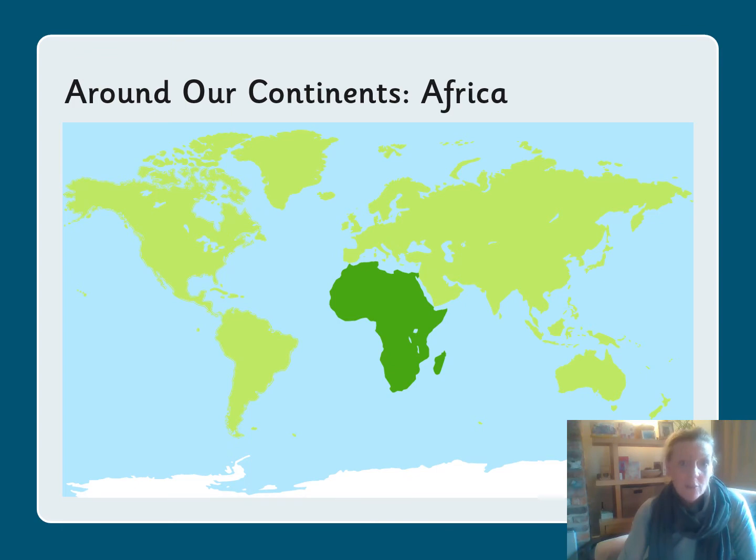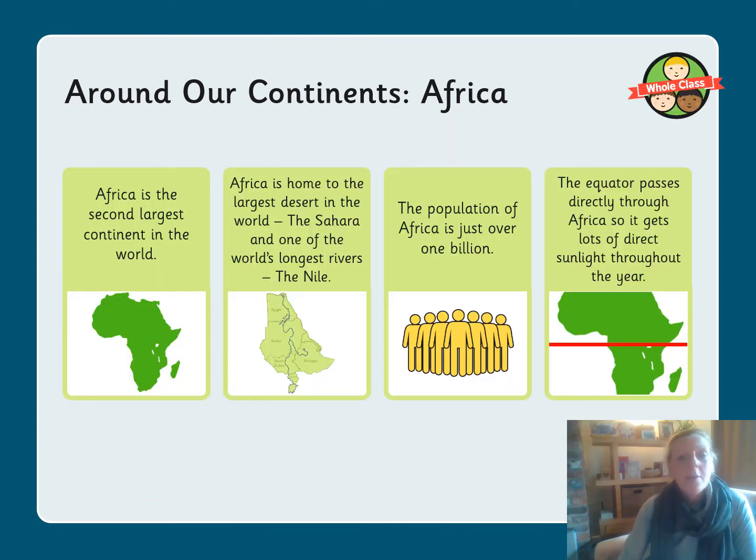Now let's zoom in on Africa. What do we know about Africa? Well, it's the second largest continent in the world. Africa is home to the largest desert in the world, the Sahara, and one of the world's longest rivers. It's called the River Nile, and there's been some great stories written about the River Nile.